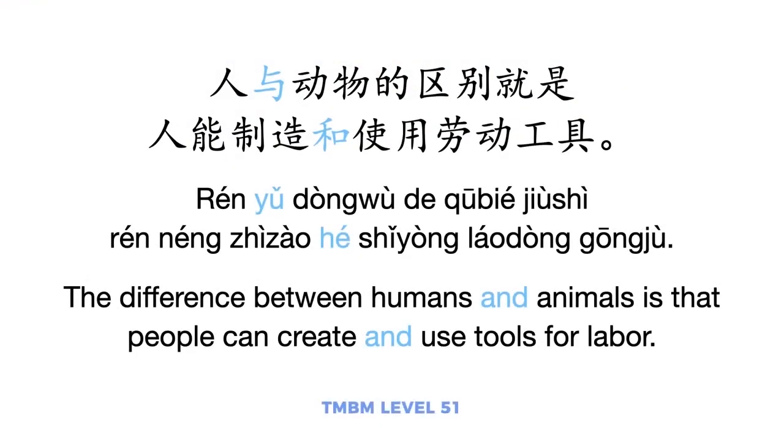Here's another sentence. 人与动物的区别就是人能制造和使用劳动工具. The difference between humans and animals is that people can create and use tools for labor. And so naturally, that final sentence is the kind of sentence you might see in a textbook, so it's not surprising that you would use 与 in that case. So just before we finish up, let's talk about that one exception I mentioned between 跟 and 和.